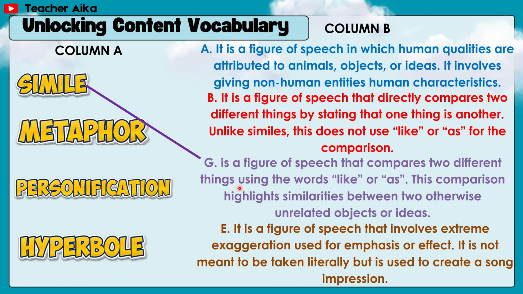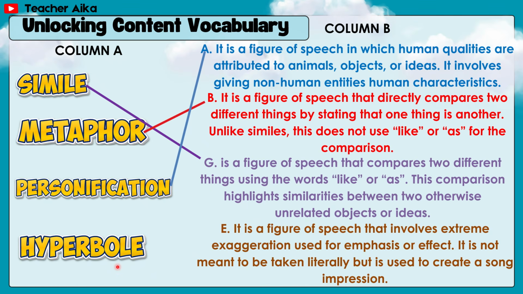Second, metaphor. Answer: B. It is a figure of speech that directly compares two different things by stating that one thing is another. Unlike similes, this does not use like or as for the comparison. Third, personification. Answer A. It is a figure of speech in which human qualities are attributed to animals, objects, or ideas. It involves giving non-human entities human characteristics.